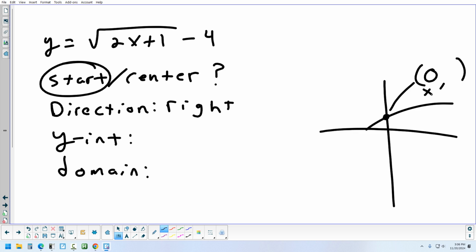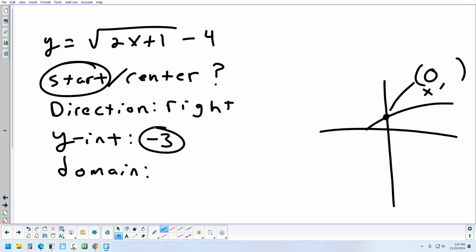If we plug in 0 for x, what's 2 times 0? 0. 0 plus 1? 1. What's the square root of 1? 1. And what's 1 minus 4? -3. So -3 is where this graph is going to cross the y-axis. As I said, the graph should be a little bit lower than the way I drew it because it's been shifted down 4 units. But that's okay. All right, and now the domain.